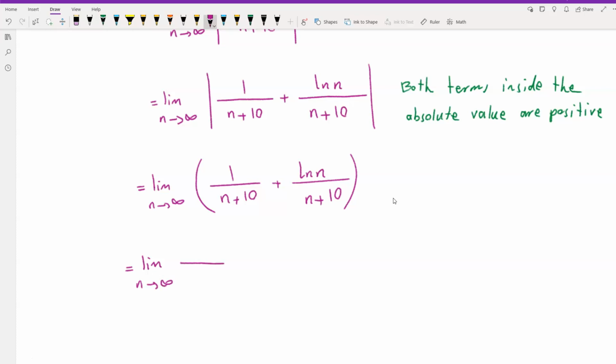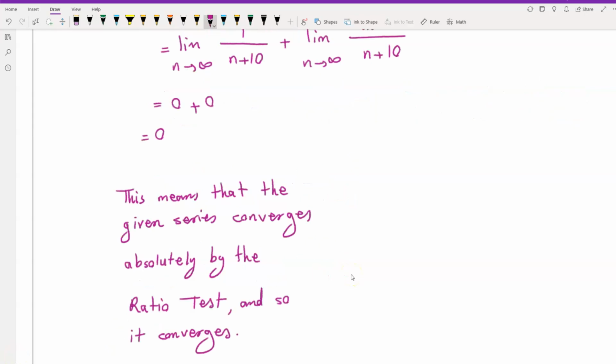So the limit of this part, 1 over n plus 10, plus the limit of the second term, natural log over n plus 10, as n approaches infinity. So this is equal to 1 over infinity, that is 0, plus here again we have 0. So our answer is 0. This means that the given series converges absolutely by the ratio test, and so it converges.